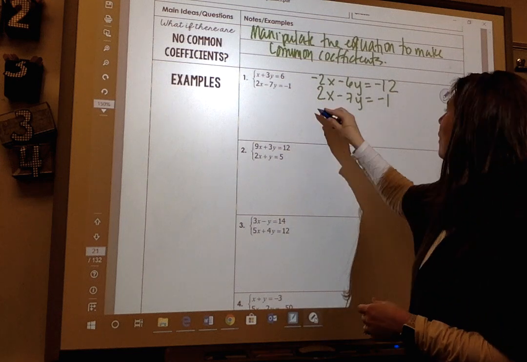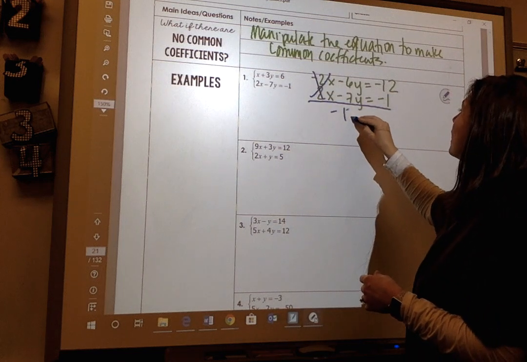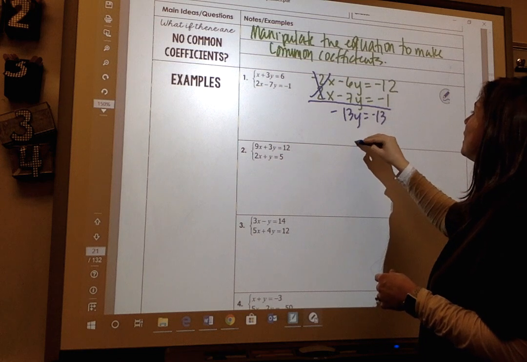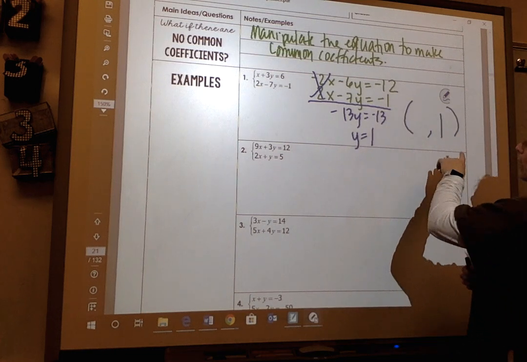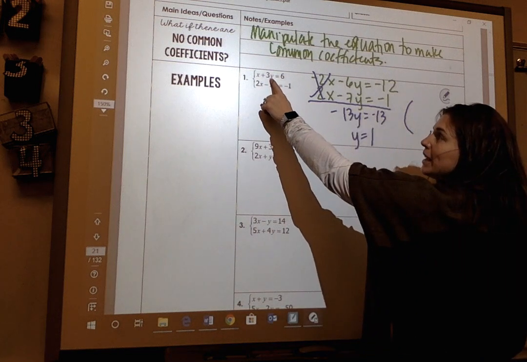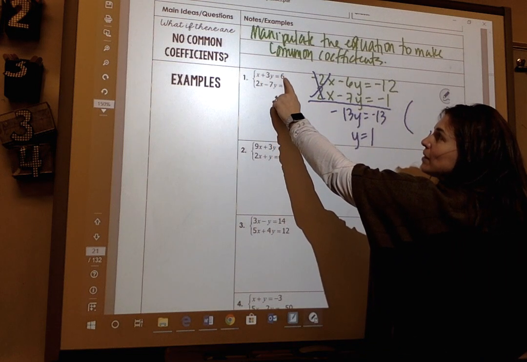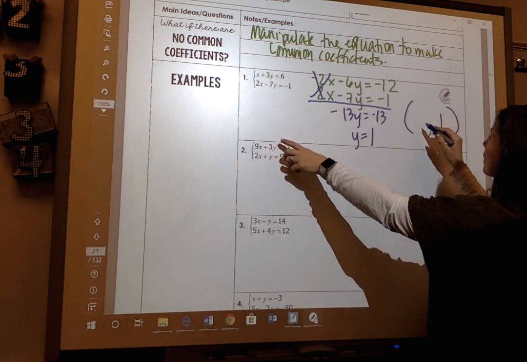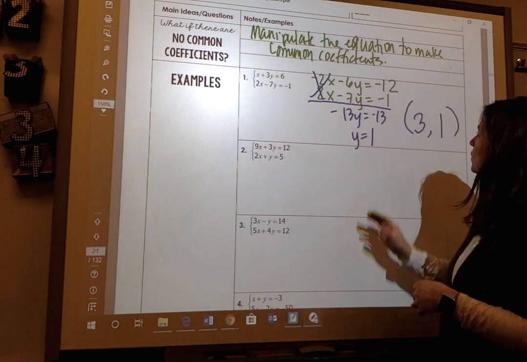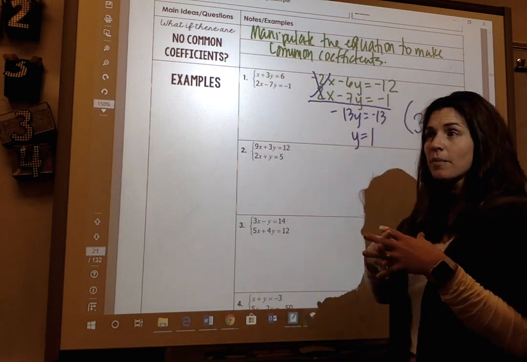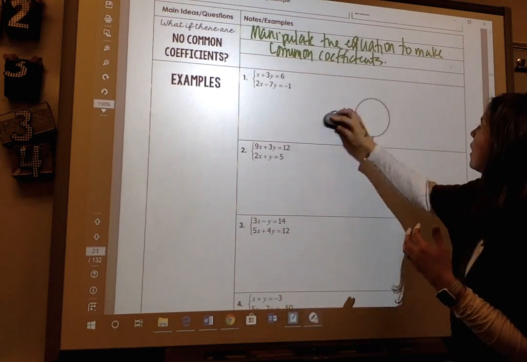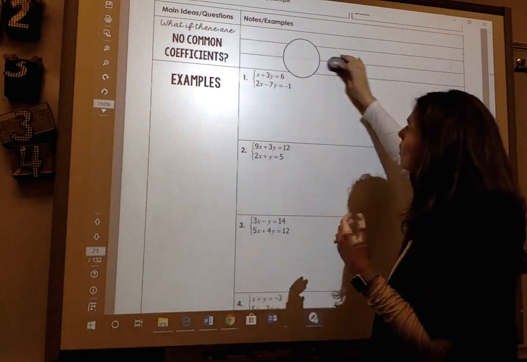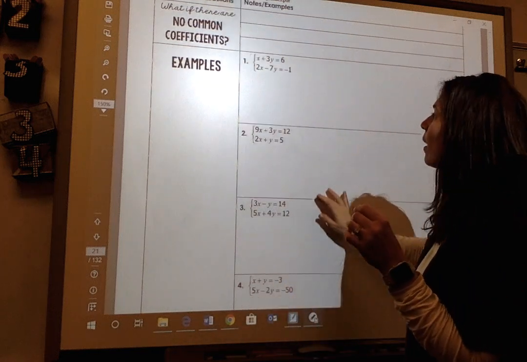Now, when they cancel out, my x's cancel out. Negative 13y equals negative 13. Y then equals positive 1. And again, at this point in time, you should be able to go back and solve pretty easy. X plus 3 equals 6 if y is 1, so x would have to be 3. So I'm just going to show you kind of how to multiply by everything so you can understand the concept of how to do it. But you've been solving for that second variable for quite a while now.